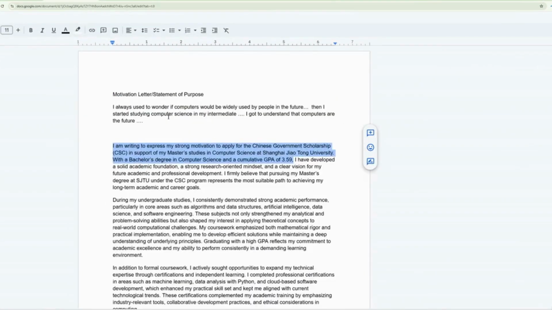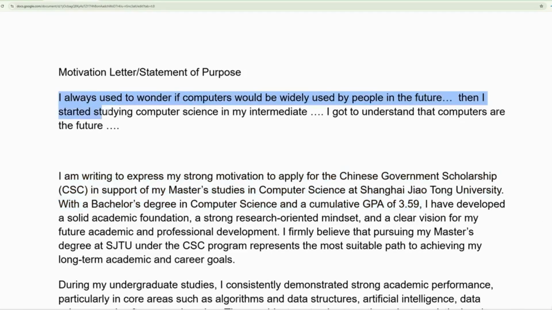So here you could start your letter with something different and perhaps more personalized. Since you are applying in computer science, I tried to jot down some sentences, some initial hook, so that the reader grasps the interest and you quickly engage him or her to read your motivational letter. I wrote it in a way that I always used to wonder if computers would be widely used by the people in future.